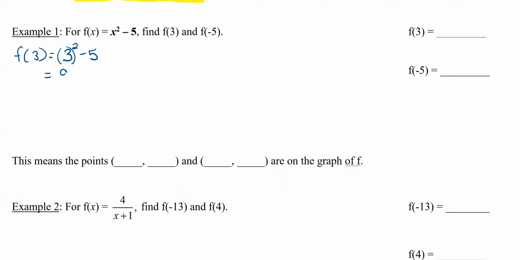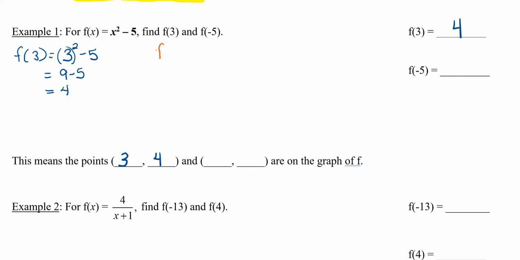So 3 squared is 9, and 9 minus 5 is 4. So over here on the right, f of 3 is equal to 4. And down here, we can write it as an ordered pair. The input is 3 and the output is 4.